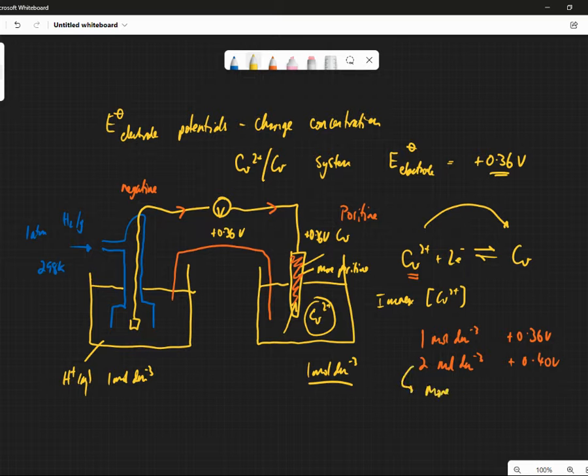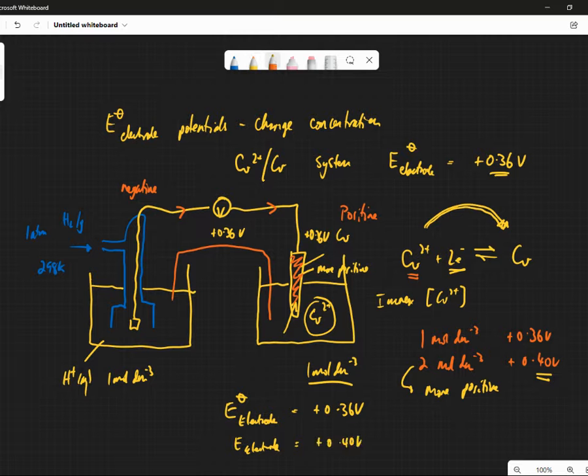It becomes more positive because as these copper ions go over there, they suck out electrons. In other words, more copper ions go onto the electrode and the electrode becomes more positive. So it might increase like this. Now, this is E. E standard electrode is 0.36 volts. The E electrode is equal to 0.40 volts.